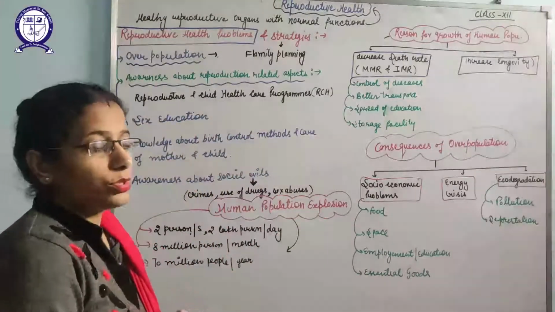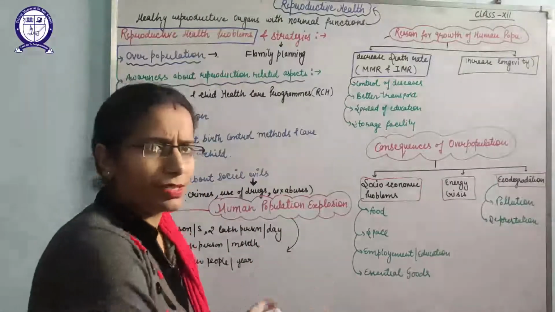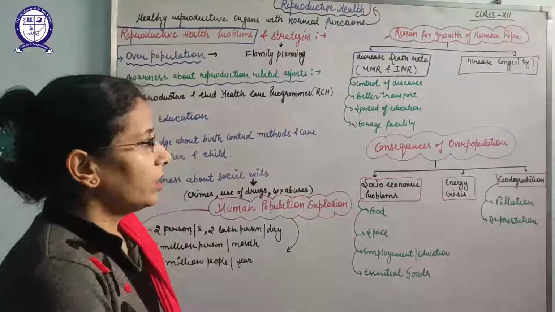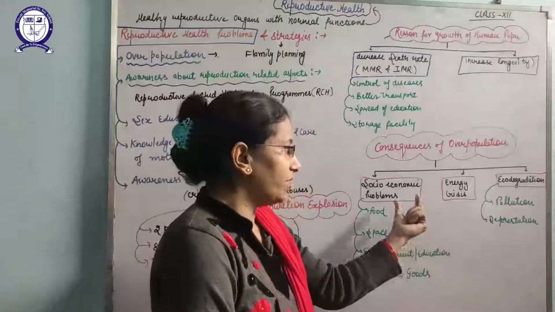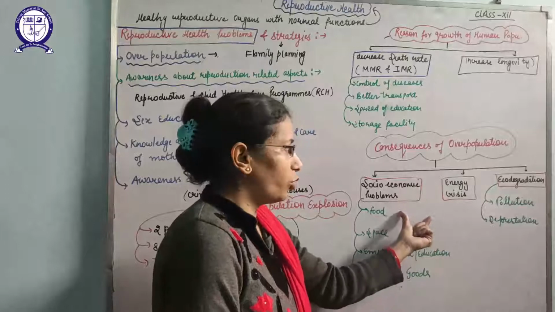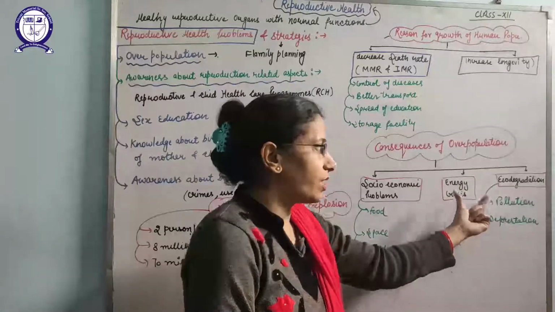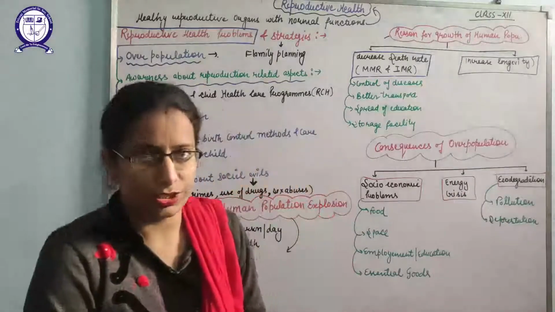So what are the consequences of the population? Why are we studying this topic here? Yes, there are three types of consequences. One is the socio-economic problem, second is the energy crisis, and third is the eco-degradation.